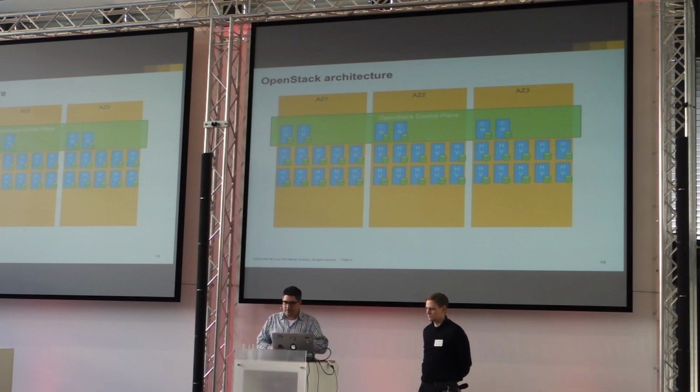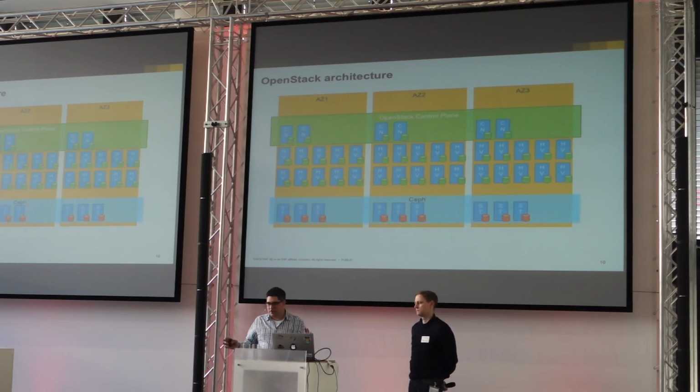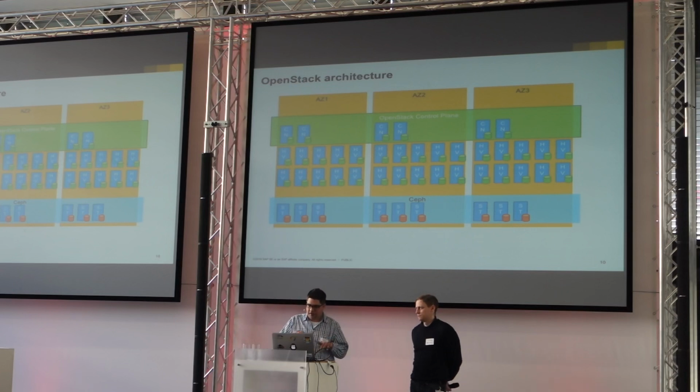So that's the OpenStack layer, and underneath that we have a Ceph installation stretched across those availability zones, and we use the CRUSH algorithm to replicate the data across these three availability zones. It means we always try to protect against data loss.